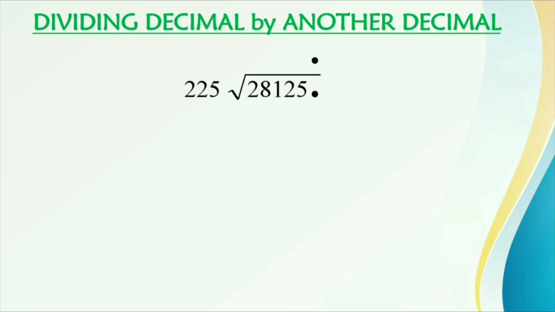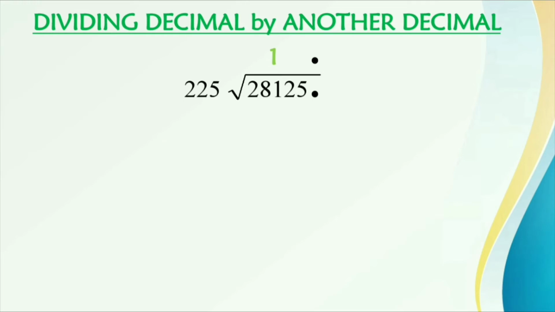Okay, so mag-start tayo sa 281. So, ilang 225 meron sa 281? Okay? Siyempre, meron tayong isa lang. So, itatapat natin yung quotient kung saan yung last digit ng dinivide natin. So, since 281, nakatapat siya dun sa 1.